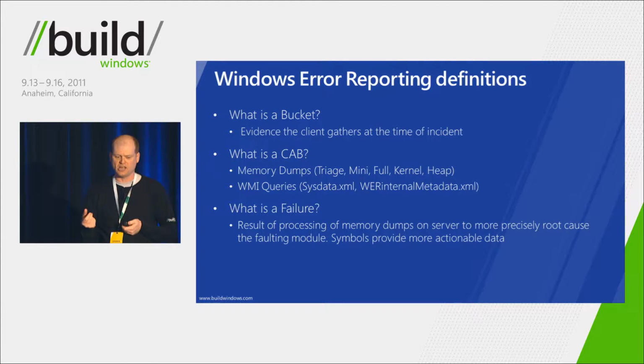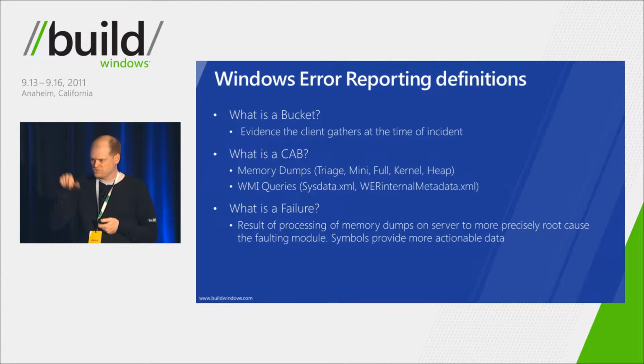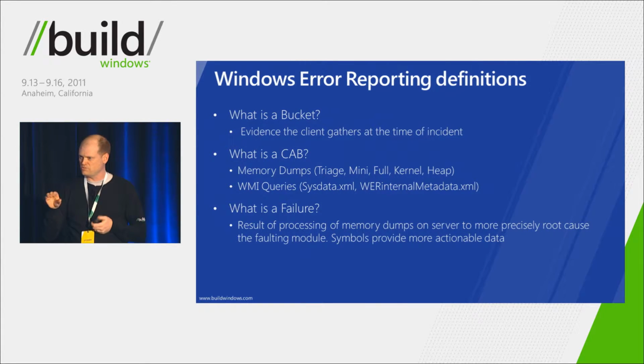These cabs have a memory dump. The memory dump is key. It's what's used to process information on essentially a debugger harness that's running on our backend servers. And we give that information, and we get what's known as a failure. I'll talk a little more about what that means.